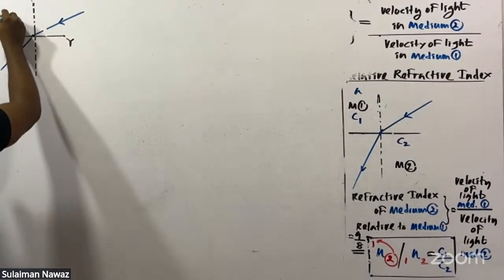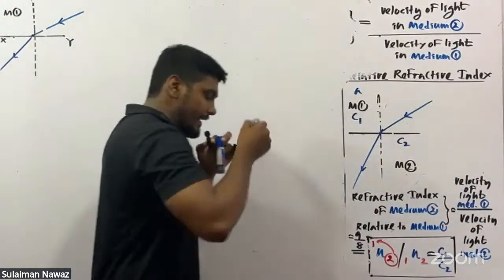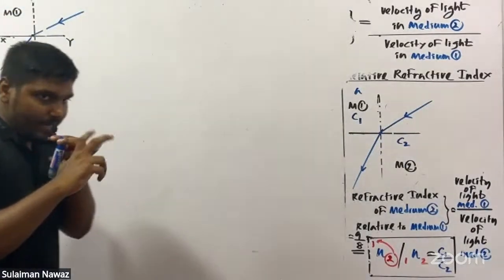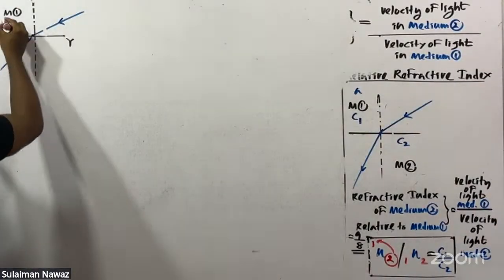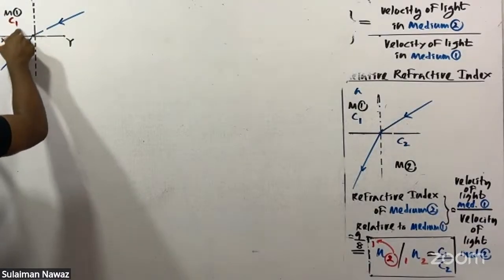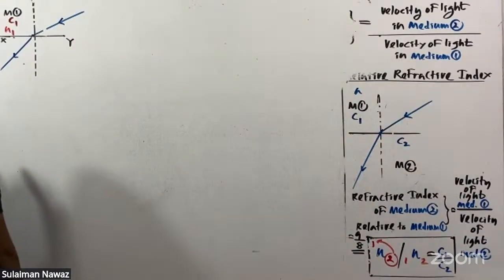This is my medium one. Let's say the speed of light in medium one is c1. The absolute refractive index of medium one is n1.